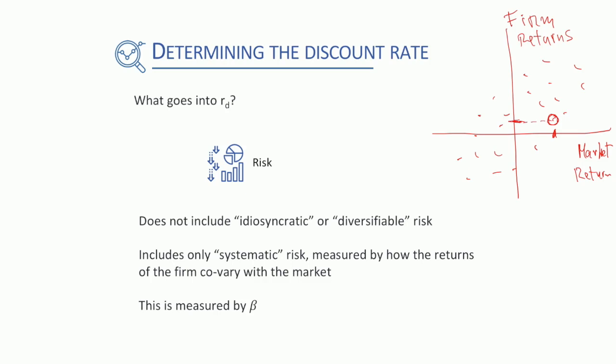Now, over here, I'm just going to draw a line. You can fit a linear regression through these points. And the beta is the slope of this line. That's going to tell you how the firm's returns are related to the market returns. And this is the part of the risk that I cannot get rid of.